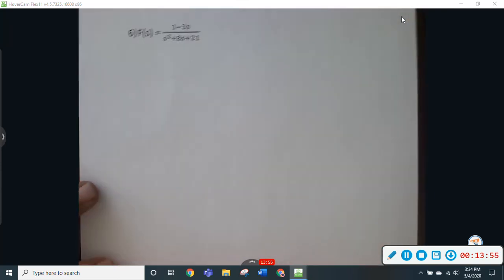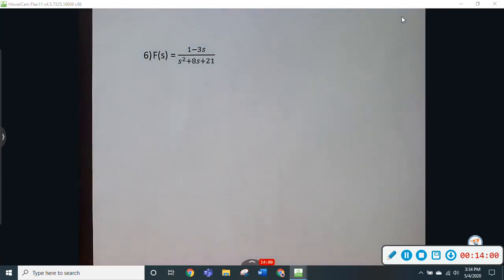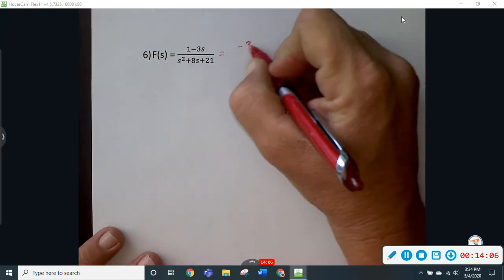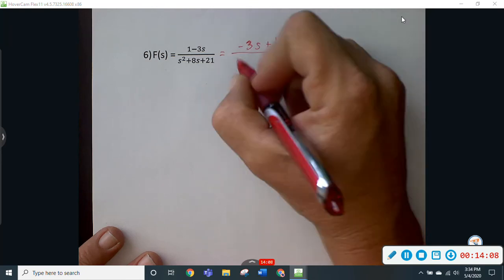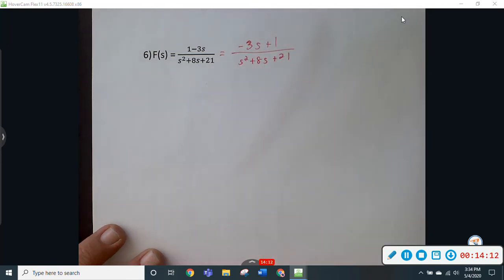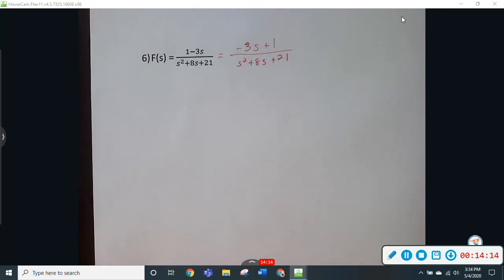So, number 6. F of s equals 1 minus 3s. I didn't like that originally, and so I did this. It's like variables first, please. There's order here, right? This is not like we're living in coronavirus days. We do have order.